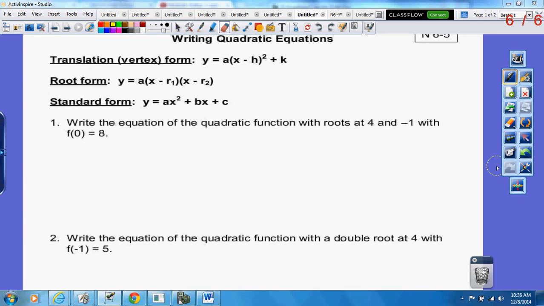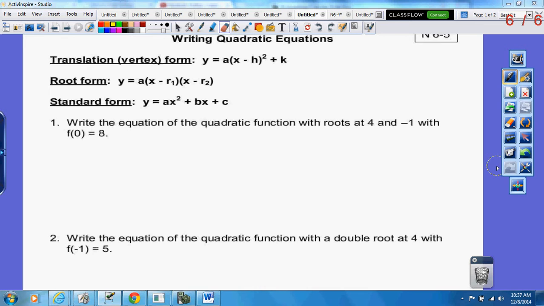They're going to give you an equation in either translation, root, or standard form. So, and they're usually going to tell you what form to write it in. Most times here I'm going to write it in root form, but it'll be easy to change it to the other ones if you need to. So number 1 is telling me to write the equation of a quadratic function with roots 4 and -1.